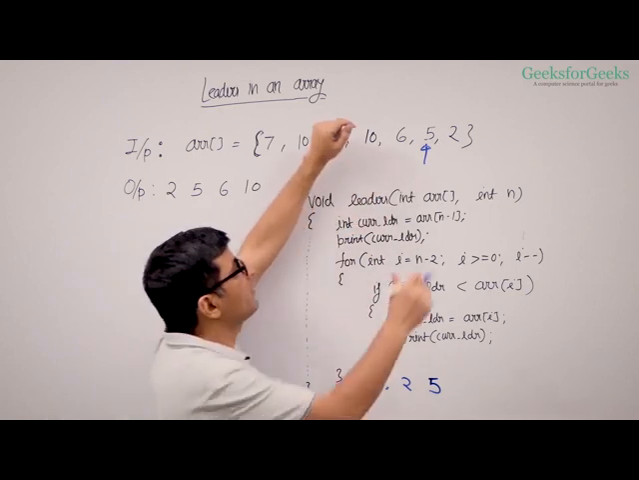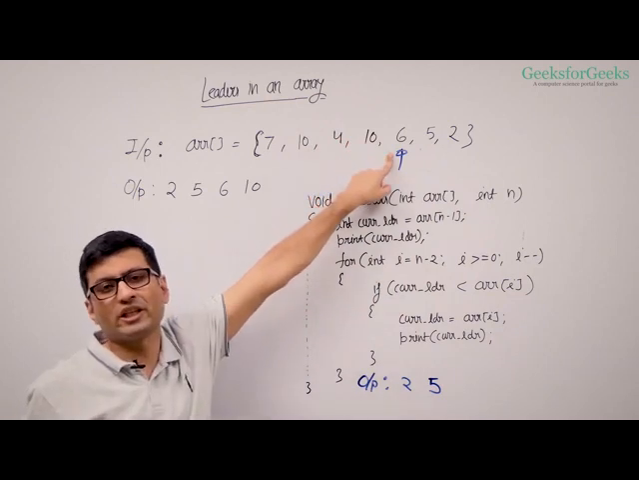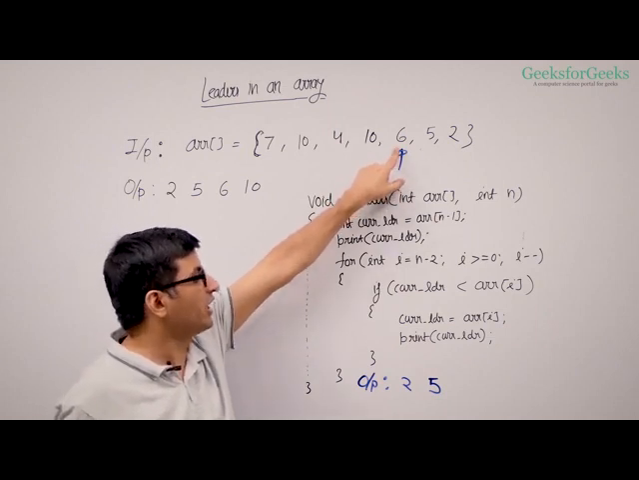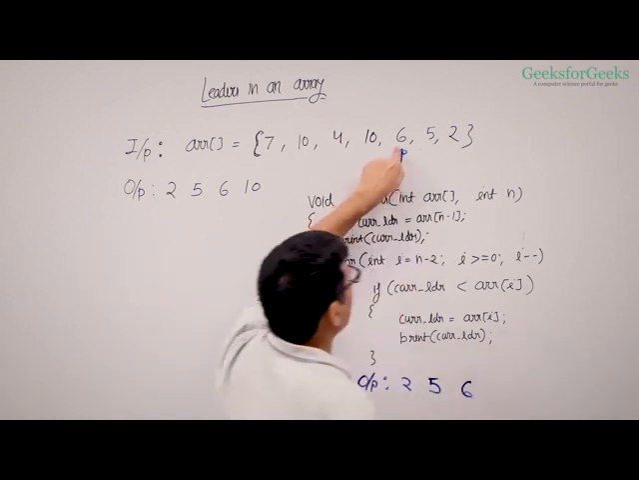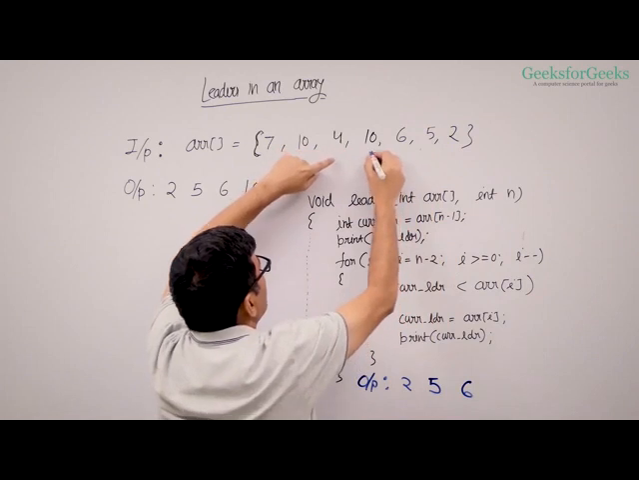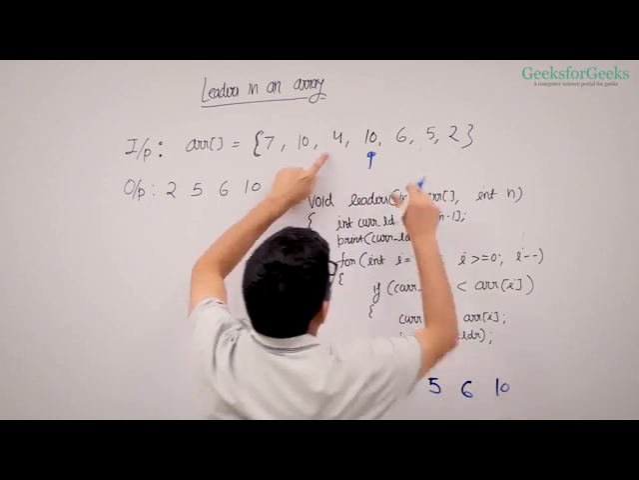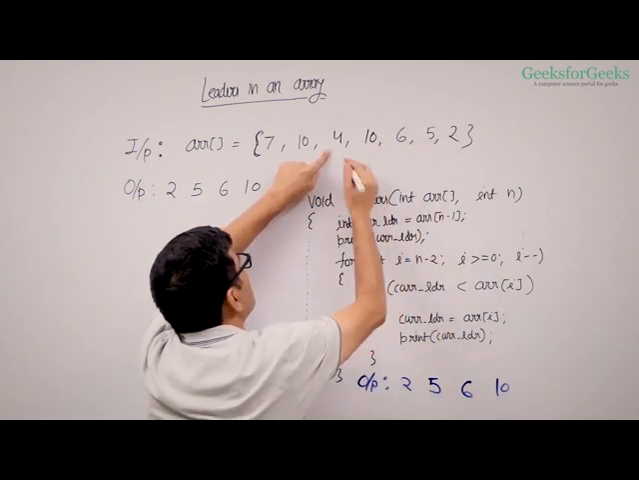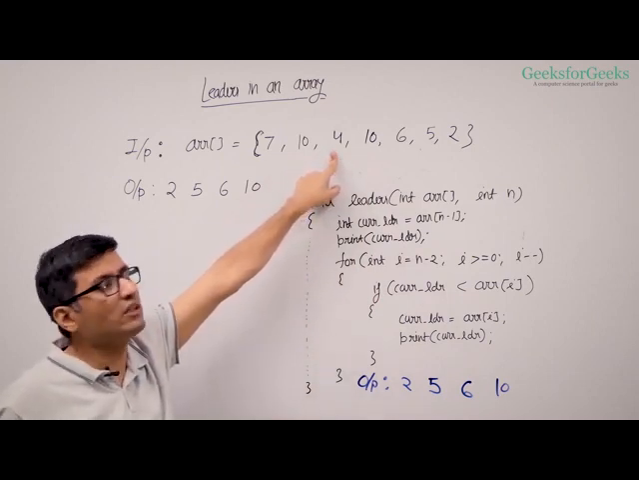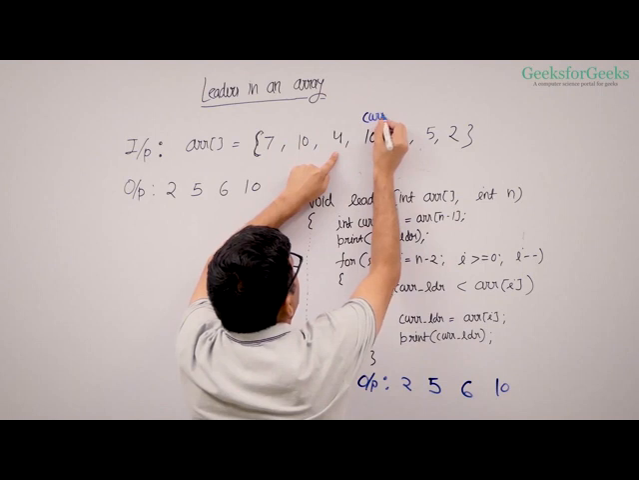Now you go to the next element and you check whether this is greater than the current leader. This is also greater than the current leader because the current leader is 5 and this is 6. So you make this element the current leader and you print it. Now you come to this element and you see this element is also greater than the current leader. So you print this element and you make it the current leader. Now you come to this element and you see that this element is not greater than the current leader, right? So you do not make it the current leader and you do not print it. You keep the current leader as 10. Your current leader remains 10.